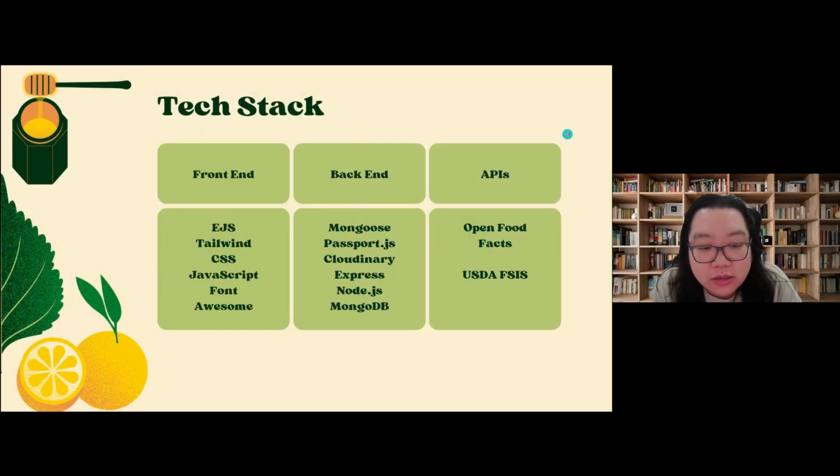recalls that matter. I used EJS, CSS, JS for the front end, Tailwind for professional styling, Express Node.js for the back end, Cloudinary for image support, Passport.js for user authentication. I also use external APIs such as Open Food Facts for product logo information and USDA FSIS for food recall information. Let's jump into the website.